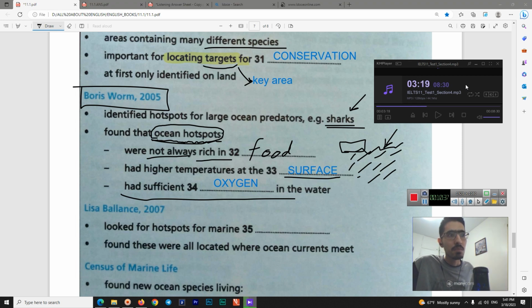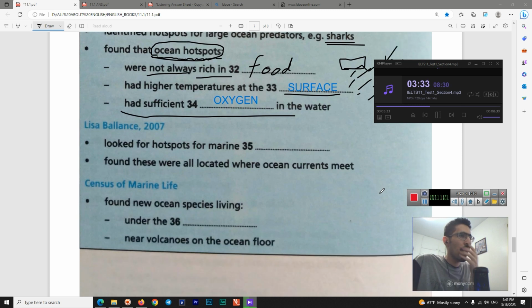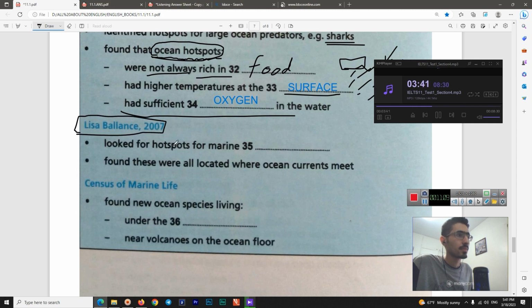Because he also found that, he also found. It's okay. However, this wasn't enough on its own, because he also found that the water needed to have enough oxygen in it. So these 2 factors seemed necessary to support the high metabolic rate of these large fish. A couple of years later, in 2007, a researcher called Lisa Balance, who was working in California, also started looking for ocean hotspots, but not for fish. What she was interested in was marine mammals, things like seals.